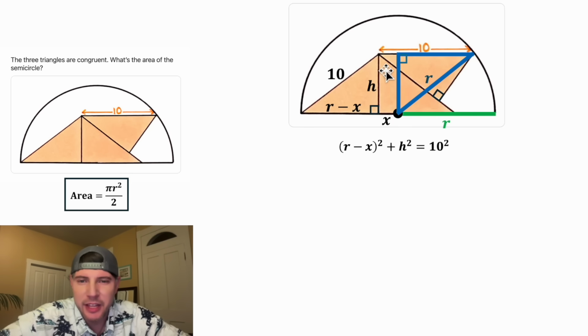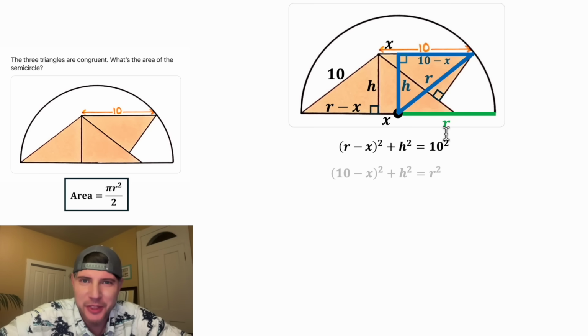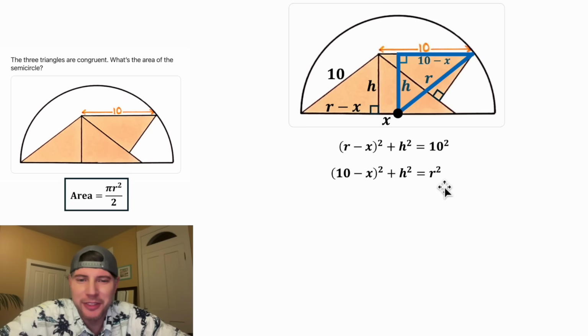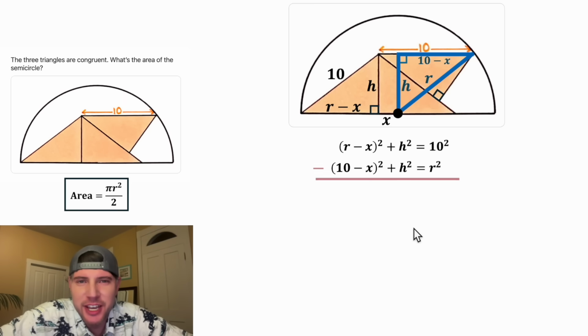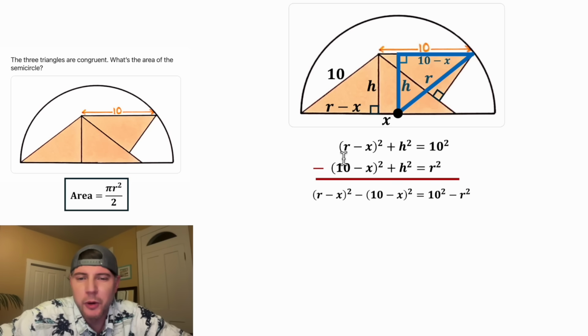This side is the same length as this side, so it'll also be equal to h. And then to get this side, let's copy this x up here. This side will be equal to 10 minus x, since it's the whole length 10 minus this piece here. And now we got another right triangle, we can do Pythagorean theorem. It'll be 10 minus x squared plus h squared equals r squared. And now we can play around with these. We can use elimination to get rid of these h squareds. On the left hand side, it'll be the quantity r minus x squared minus the quantity 10 minus x squared. And then on the right hand side, we'll have 10 squared minus r squared.